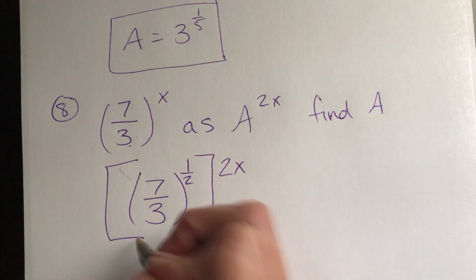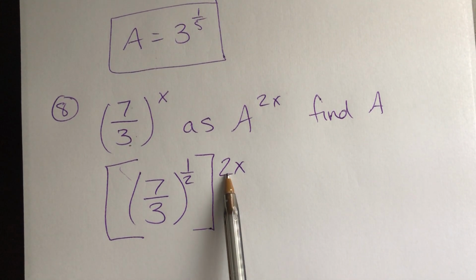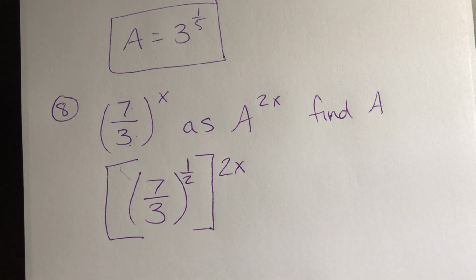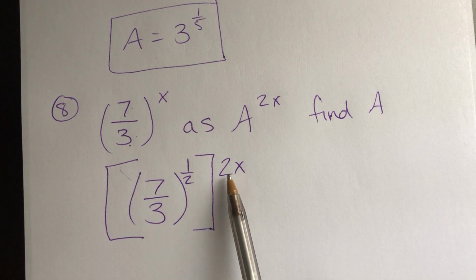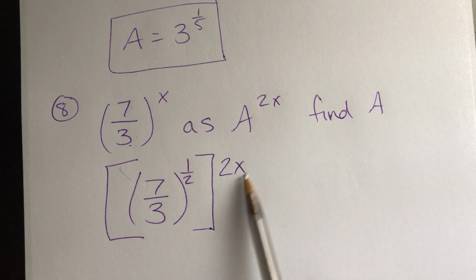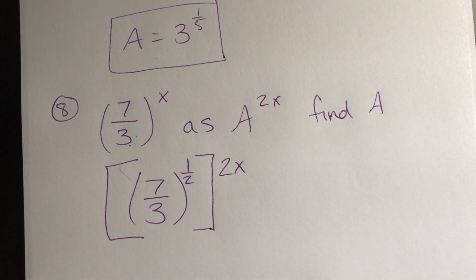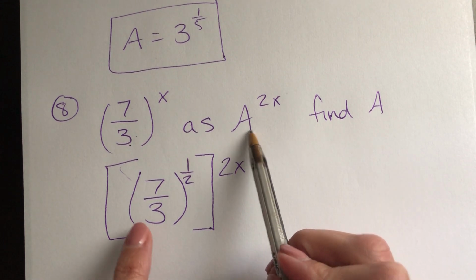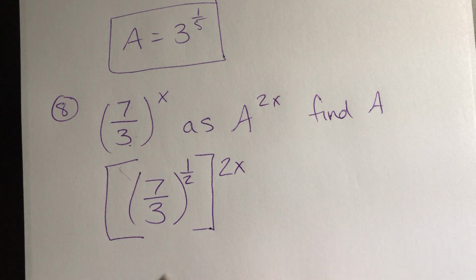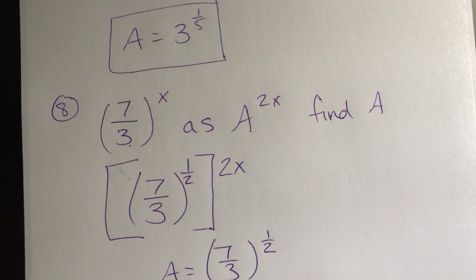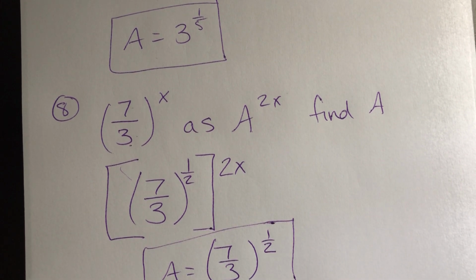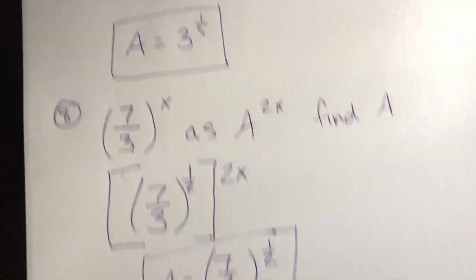Remember we talked about taking the reciprocal, because 1/2 times 2 is 1. It cancels out. So then now I have the 2x and the 2x that I was looking for here. And so I can now say that A is equal to all of this. A is equal to 7/3 to the 1/2 power. And then that's your answer there. All right. Let's do one more like that.